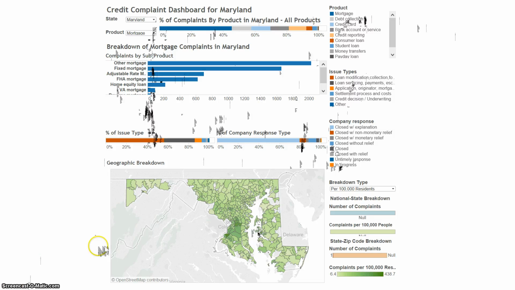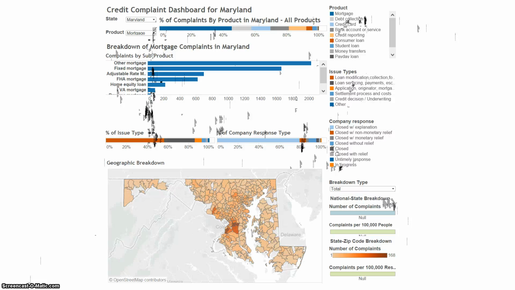Jumping down to the map breakdown, we can see right around the District of Columbia that the colors are much darker than in the other areas of Maryland. This gives us the visualization that in the greater DC metro area, there are a lot more mortgage complaints than in the rest of the state of Maryland. And we can validate this by jumping to the total and seeing that, in fact, even in total, in the greater DC area, we have the greatest number of complaints in Maryland, and it's all in that general area.